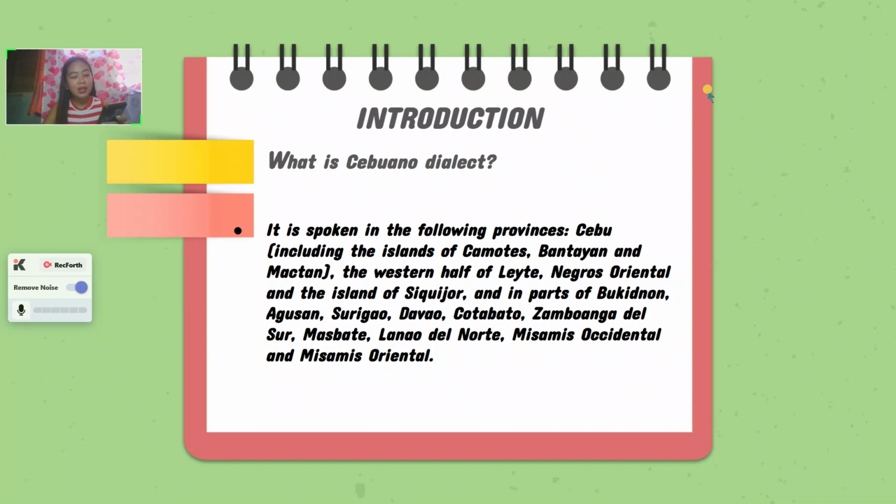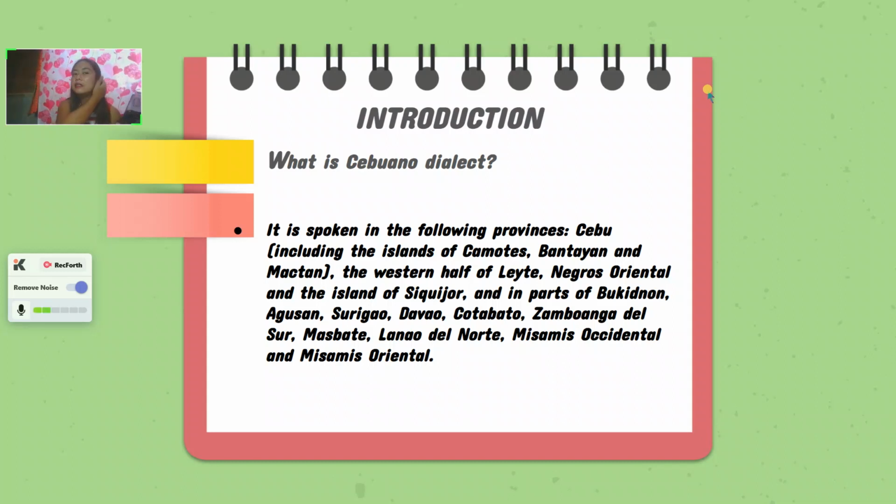Meaning, there are different versions of this dialect. For example, when you go to Cebu, it's the same Cebuano, but there are some words that are deeper. They use deeper Cebuano, Binisaya words.